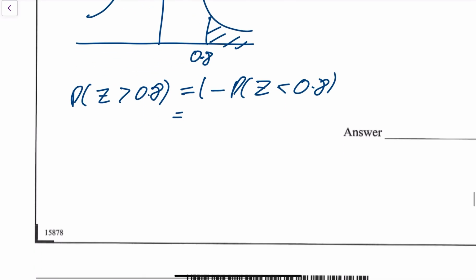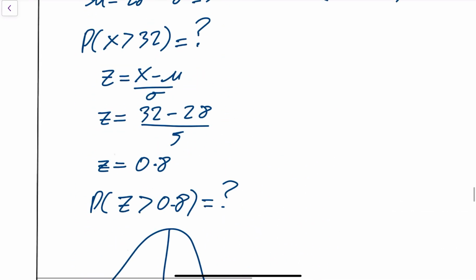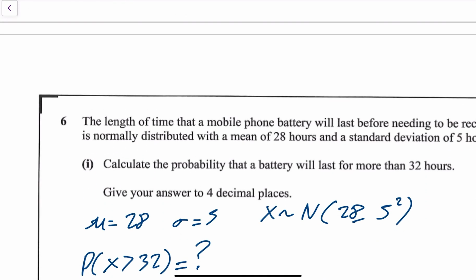Bear with me. So it's 1 minus 0.7881. And that works out to be 0.2119. And it said in the question, the 4 decimal places. And that's why, because we're using our normal probability tables.